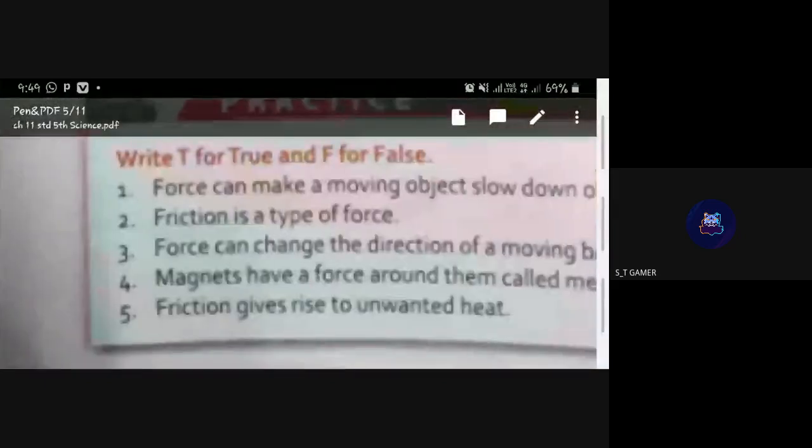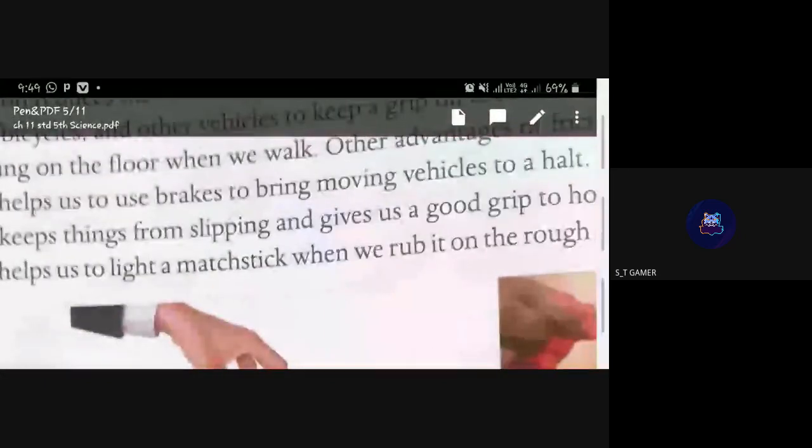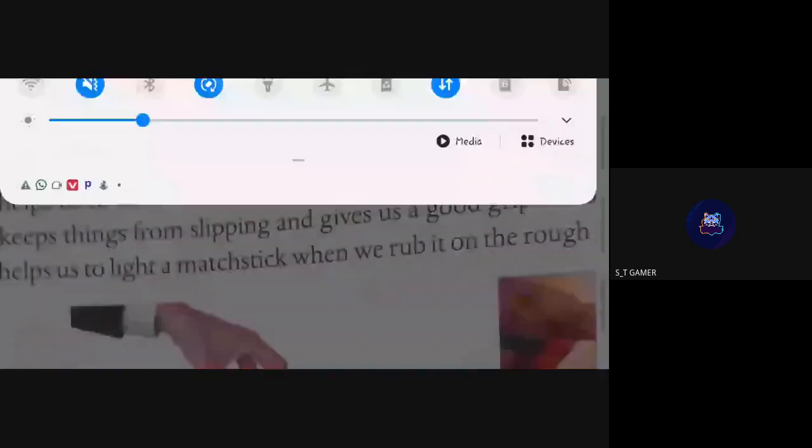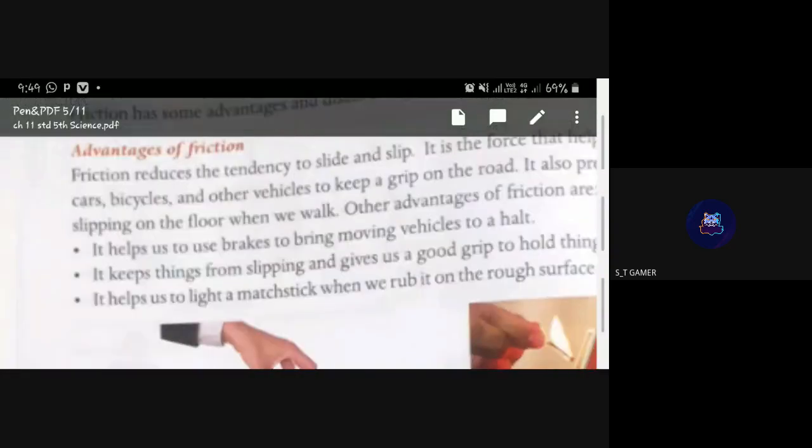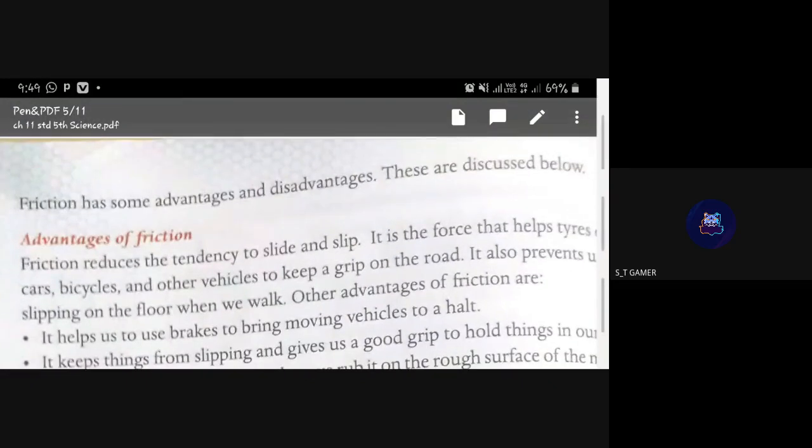Friction is very important and you can see friction everywhere. In our regular days we see it in rickshaws, vehicles, cars and buses, which stop because of friction. So friction is very important in our life. Friction has some advantages and some disadvantages. Now we will discuss friction in detail. What are the advantages of friction?